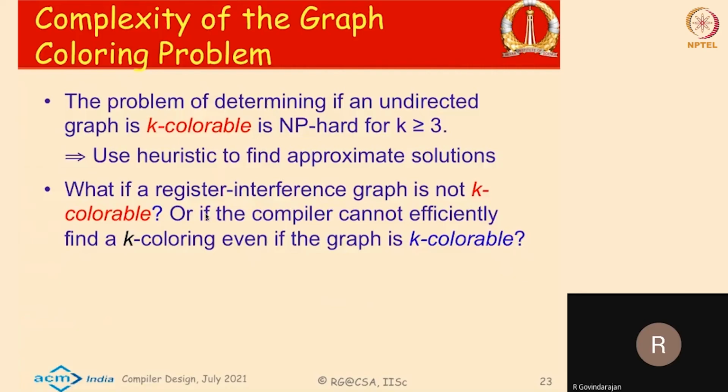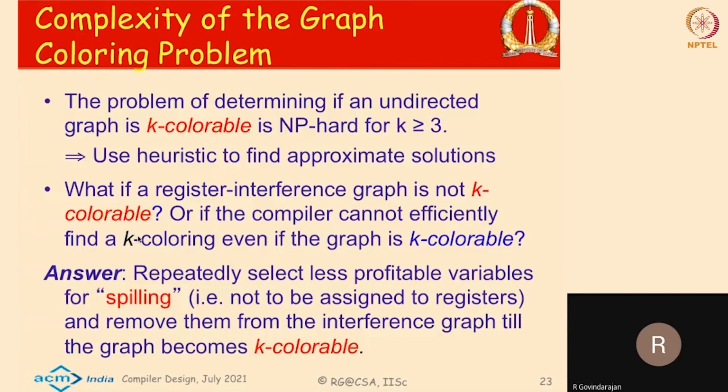Right? So I have an interference graph. I know that the interference graph cannot be colored using 4 colors, where 4 is the number of registers that I have. Then what should I do? The answer is easy. Pick one or more of the nodes and keep them in memory, and only color the remaining ones, and then see whether the remaining nodes can be colored using 4 colors or k colors. So if it is not k-colorable, repeatedly select less profitable variables and keep spilling them.